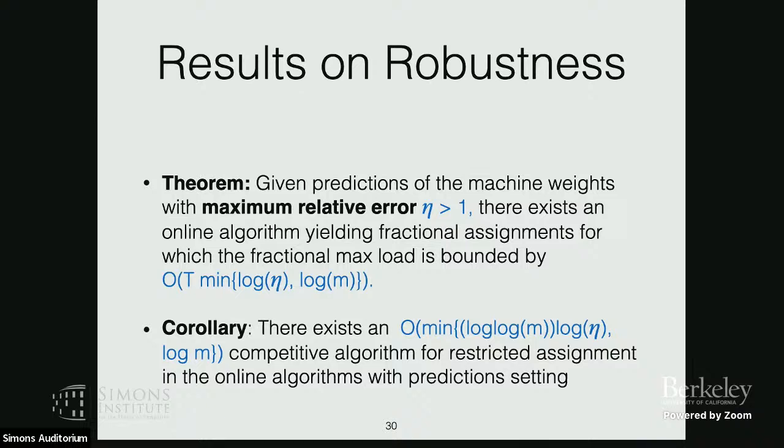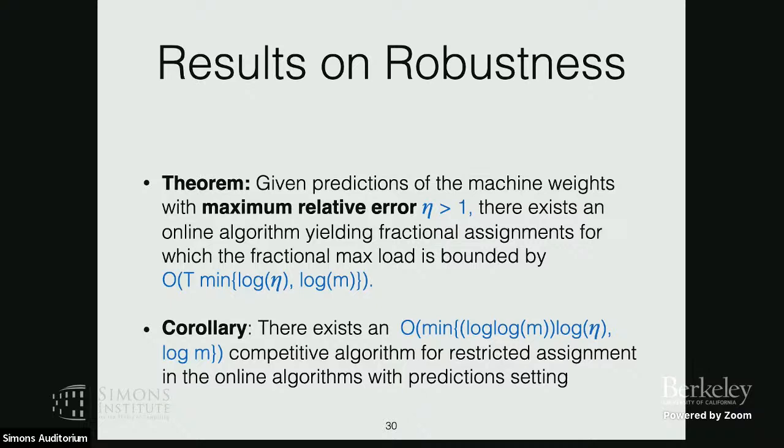Now you can combine this with that rounding, and overall, what do you get? Well, you get the minimum. Oh, and I should say here, there's the log m. So we get the min of log eta. If the error is really big, we're still bounded by the best worst-case algorithm. We throw in the rounding, and then we get the minimum of log m times log eta. So in particular, if the predictions are really good, we're going to do great, and in the worst case, we're still bounded by the log m.